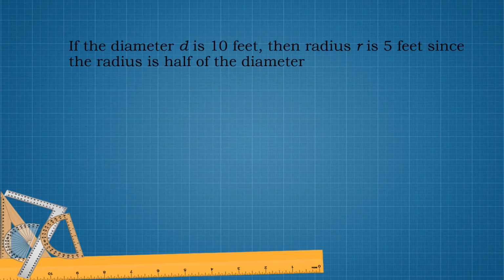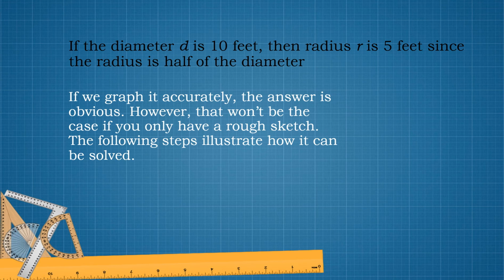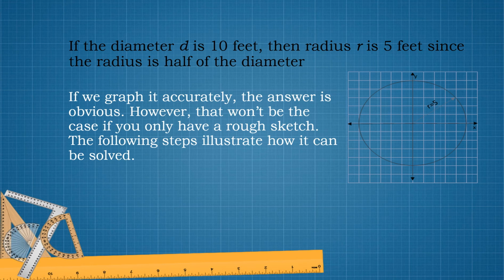If the diameter D is 10 feet, then the radius R is 5 feet, because the radius is just half of the diameter. Dividing 10 by 2, we have R equal to 5 feet. Now, if we graph it accurately, the answer is obvious. However, that won't be the case if you only have a rough sketch. The following steps illustrate how it can be solved. So here is the illustration of the given problem.